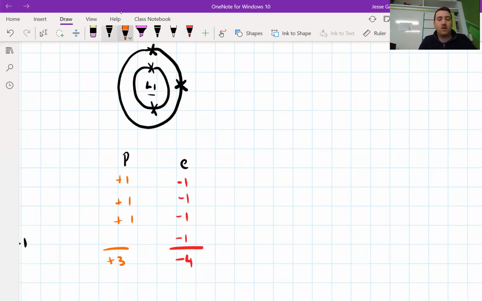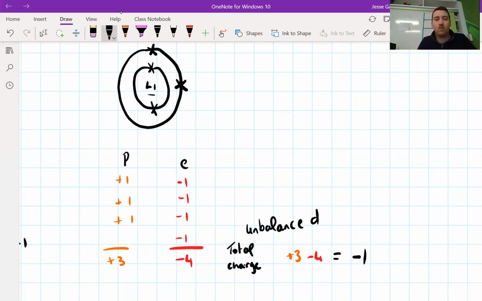So to work out the total charge or the overall charge, we've got +3 and take away 4 from that. And unfortunately, that's going to leave you with a -1 atom again. So again, this is unbalanced. The charges we say are unbalanced. And anytime we have unbalanced, we don't call it an atom anymore. It's now an ion. What kind of an ion is it? It's a negative ion, negatively charged ion.